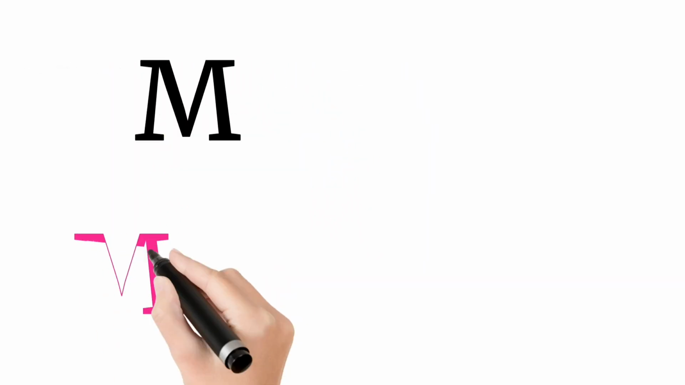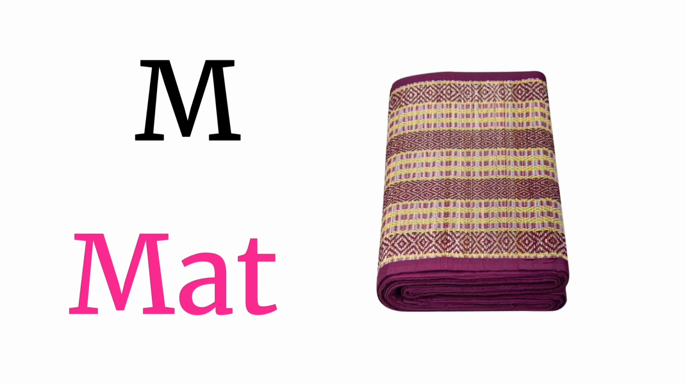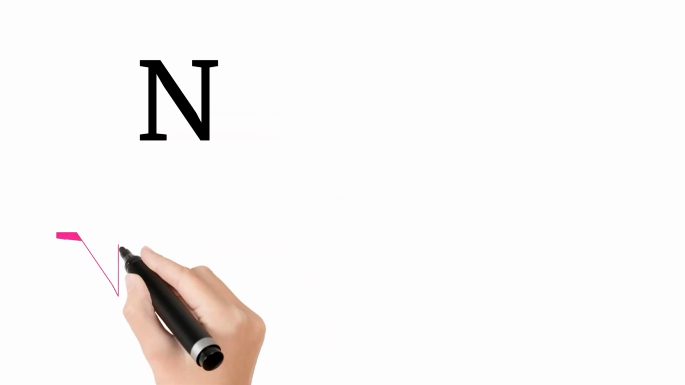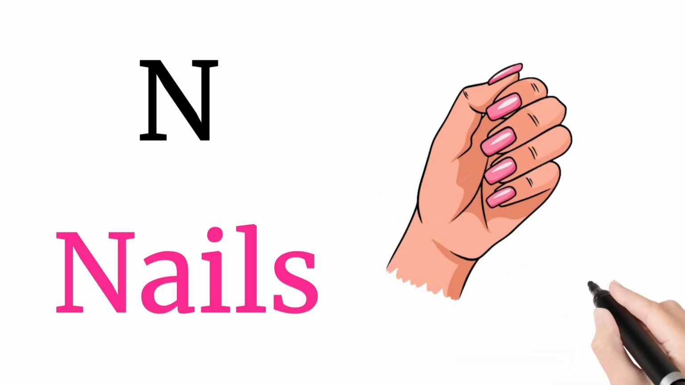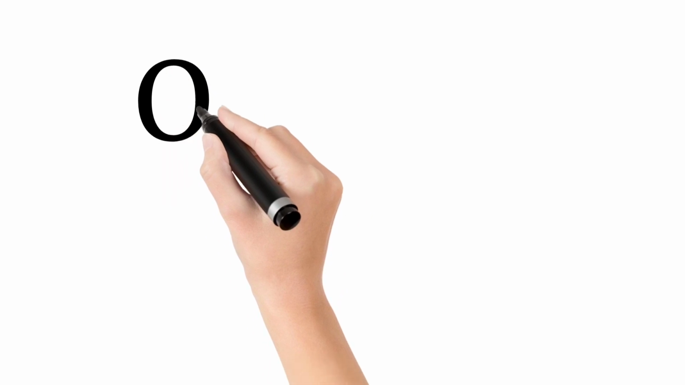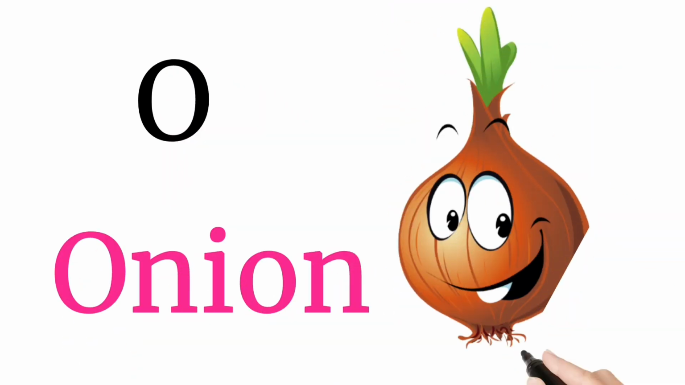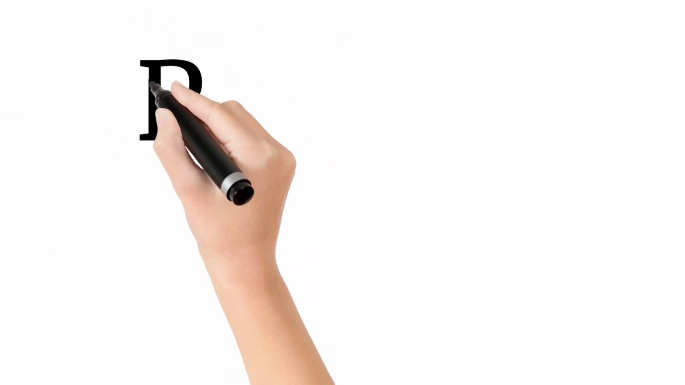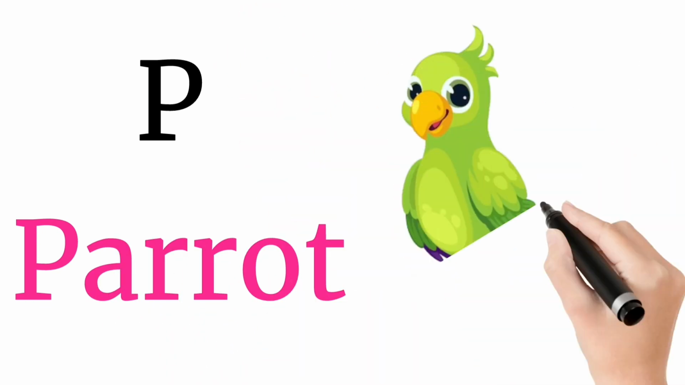M for mat. N for nails. O for onion. P for parrot.